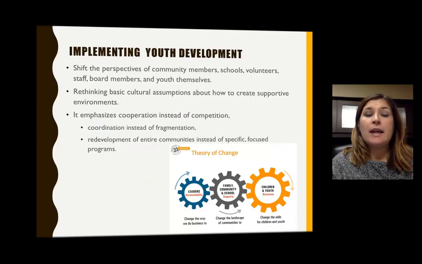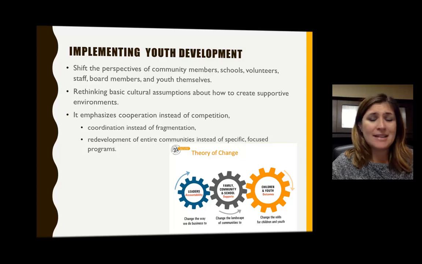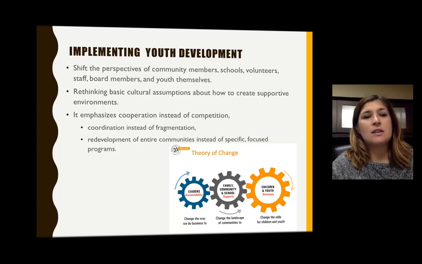So in order to implement the positive youth developmental model, one of the greatest challenges is facing a shift in the perspectives of the community members, schools, volunteers, staff, and board members, and then youths themselves. It requires rethinking some basic cultural assumptions and how to create supportive environments. It emphasizes cooperation instead of competition, coordination instead of fragmentation, and funding that supports the redevelopment of entire communities instead of a specific focused program.